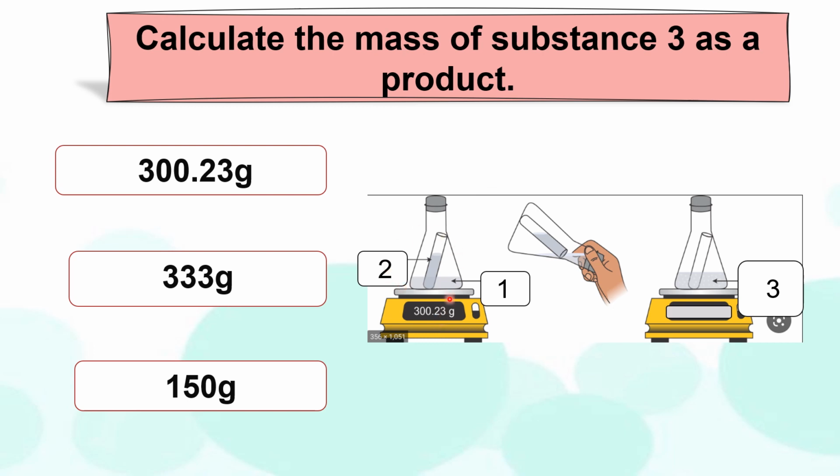reaction equal after reaction, so that the mass of substance 3 equal 300.23. دائما هذه قانون حفظ الكتلة قبل التفاعل وبعد التفاعل نفس الكتلة. فهنا مجموعة 1 زائد 2 أعطتنا 323 جرام، هي نفسها بعد التفاعل يجب أن تكون نفس الكتلة.